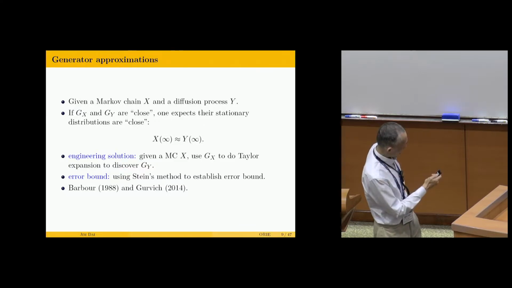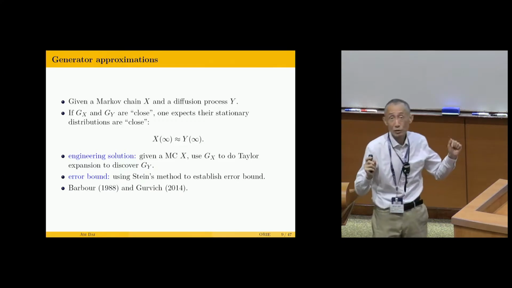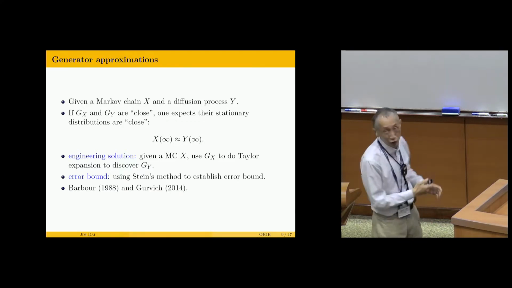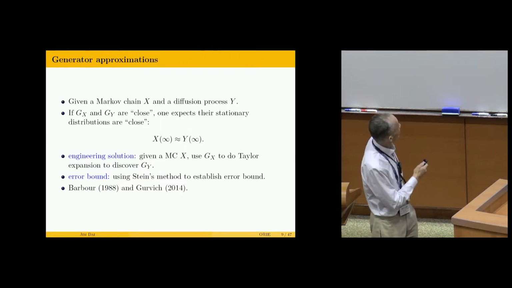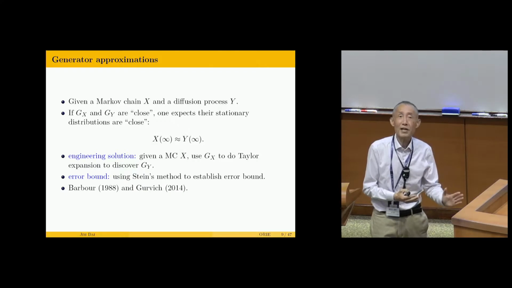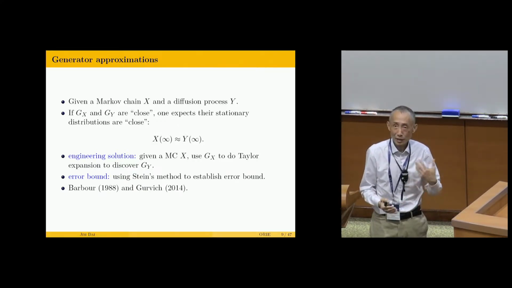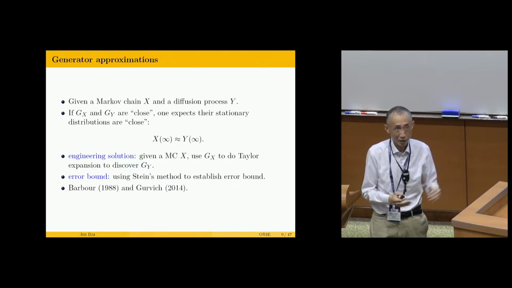So the idea is that given a Markov chain X and a diffusion process Y, if these two generators are close, then their stationary distributions should be close. That's the idea. And indeed, for finite time, that is the focus of Ethier and Kurtz's book. Essentially, that's the book dealing with this.